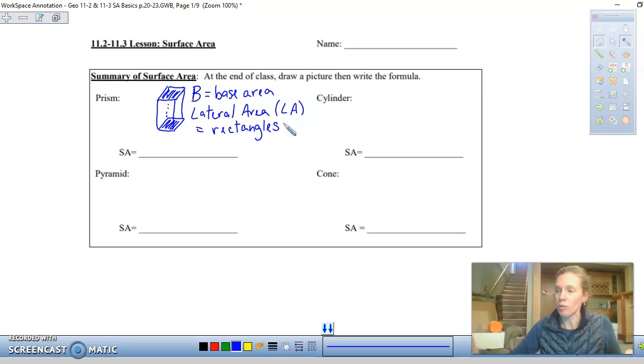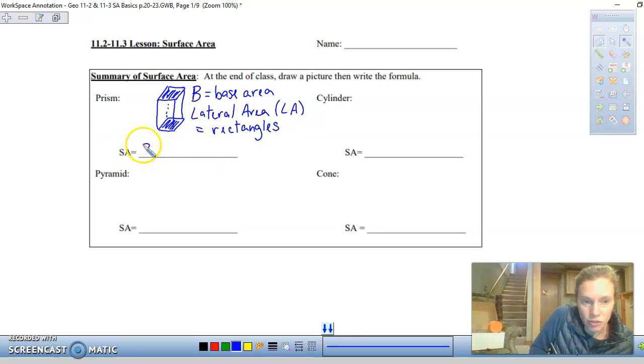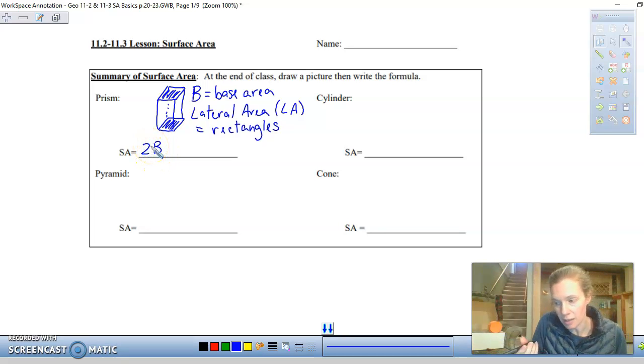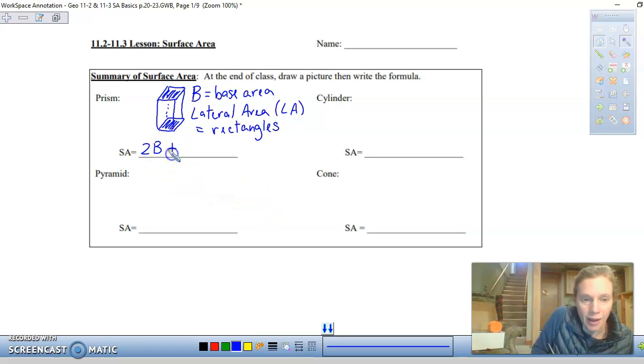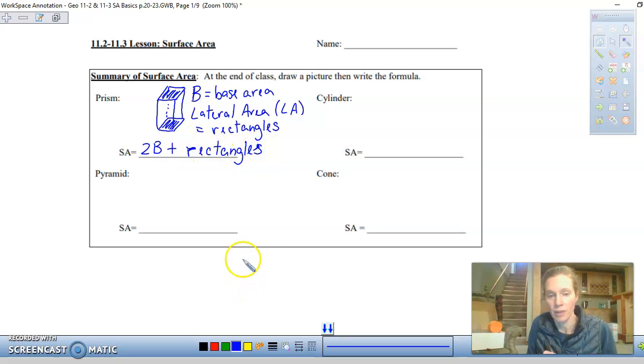So my general formula for a prism is that I'm going to have 2 bases. Whatever the base area is, could be a hexagon, could be a triangle, could be a rectangle. And then you add all of those rectangles. Again, the number of rectangles depends on the shape of the base as well. So this is the general formula, 2 bases plus all of the rectangles for the lateral area.